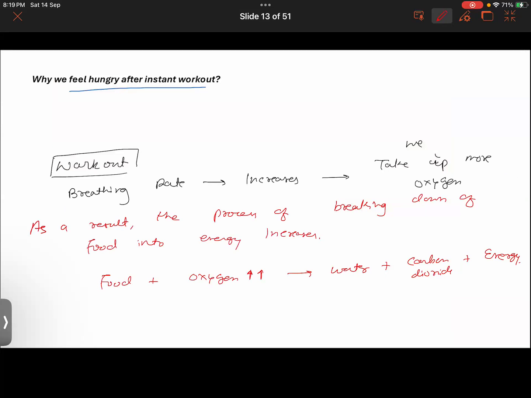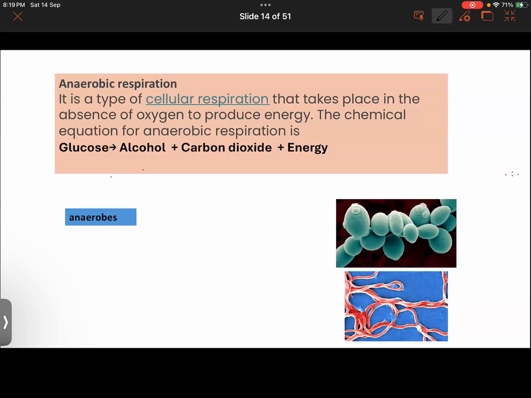That's why after workout we feel hungry. We feel hungry after instant workout, because whatever food we have eaten, most of the food has been broken down since you took more oxygen. So now your stomach is empty. So thereby now you need to take some food. So that was all about aerobic respiration.